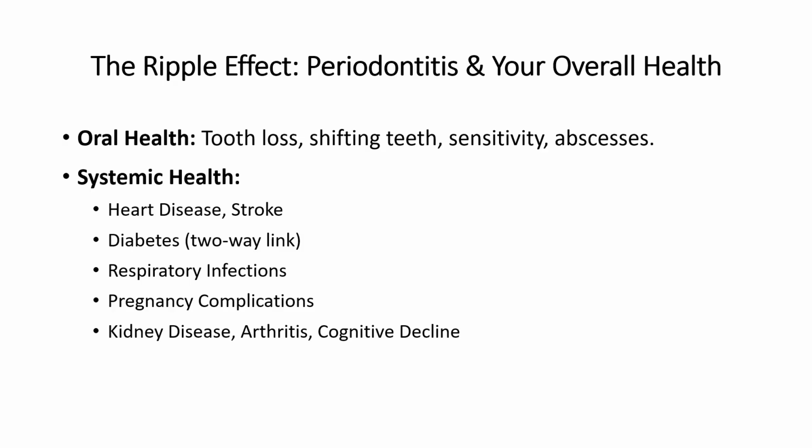Research has established strong links between periodontitis and serious systemic conditions. For example, it's associated with an increased risk of heart disease and stroke. There's a significant two-way relationship with diabetes. If you have periodontitis, it's harder to control your blood sugar, and if you have uncontrolled diabetes, your gum disease can worsen. It can also contribute to respiratory infections, adverse pregnancy outcomes, and emerging links suggest connections to kidney disease, rheumatoid arthritis, and even cognitive decline. This really underscores why managing your periodontal health is so important for your overall well-being.